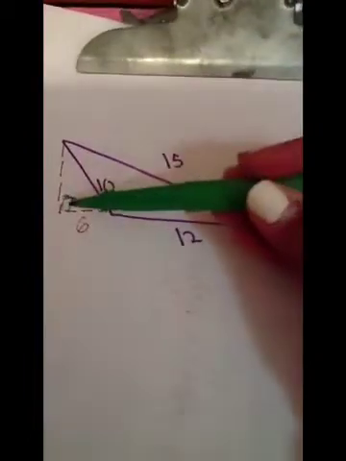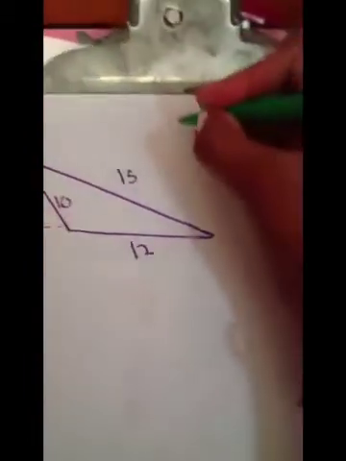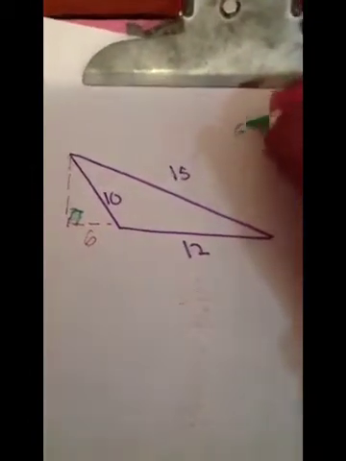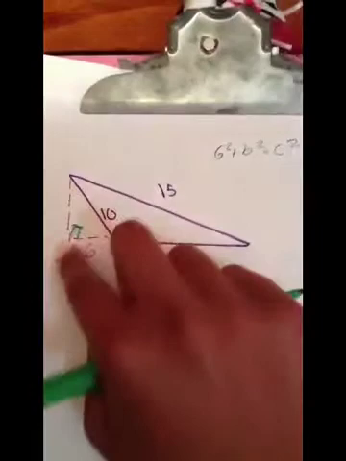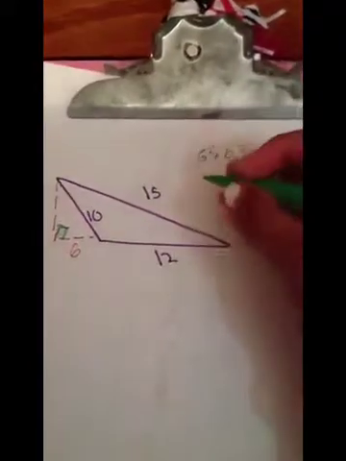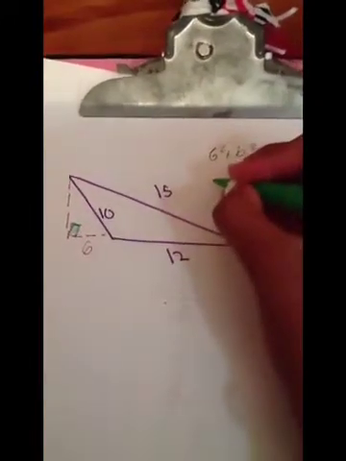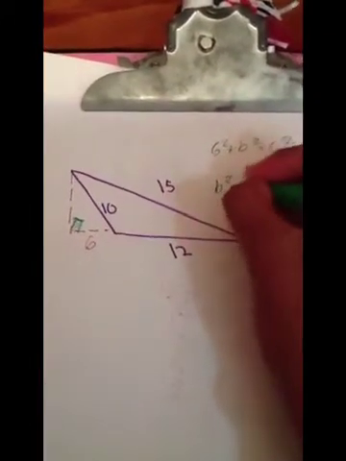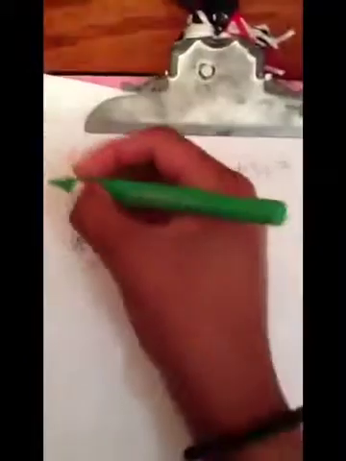So, using the Pythagorean theorem, which is 6 squared plus b squared equals c squared. c squared because this is the hypotenuse. So 6 squared plus b squared equals 10 squared. So b squared equals 64. So b equals 8. 8 is right here.